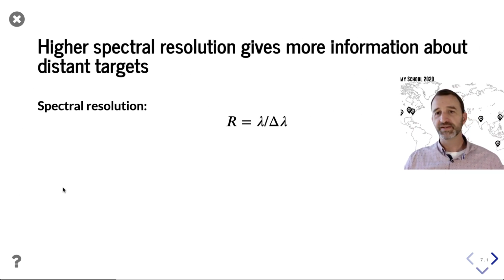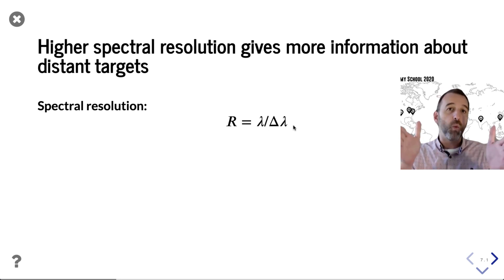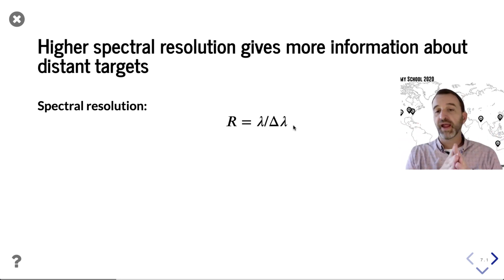So the key difference between what we call photometry and what we call spectroscopy has to do with this quantity here, spectral resolution, which is just the ratio of the wavelength of the light that you're looking at to the spectral bandpass. So delta lambda is telling you how wide your bin is in angstroms, and lambda is telling you what the center wavelength of that bin is.